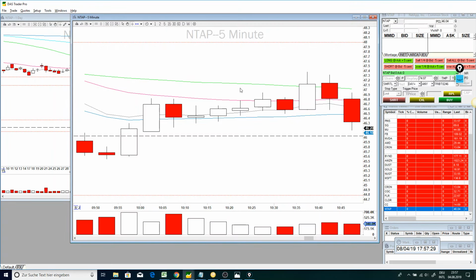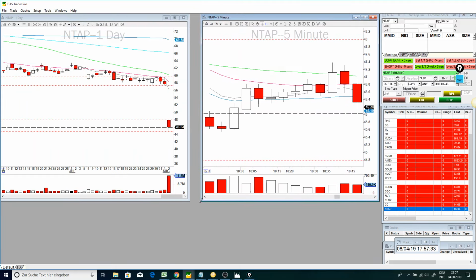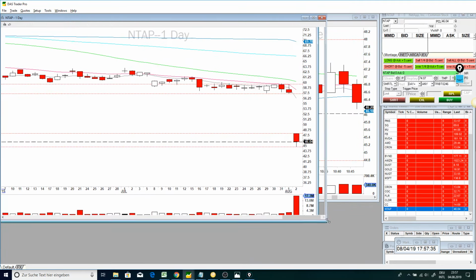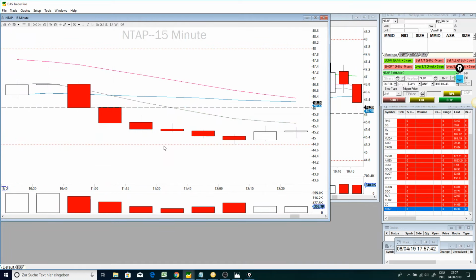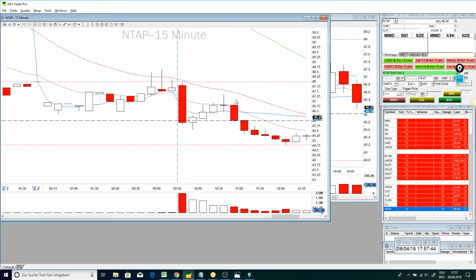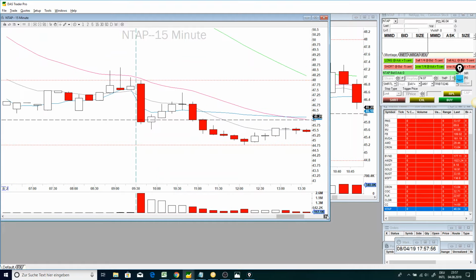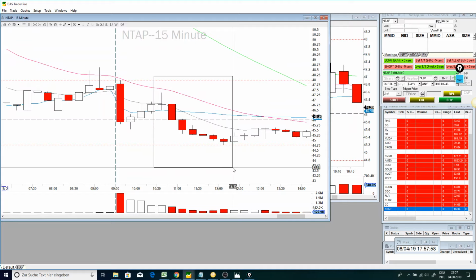Now let me bring up the 15-minute chart also to show you something. On the 15-minute chart, you find a similar pattern here. You find a staircase pattern: a huge candle, big volume, then shrinking. So it's once again a similar kind of setup. Let me show you like this.